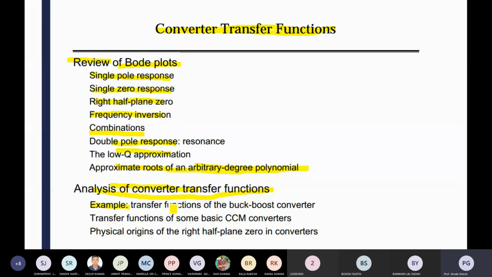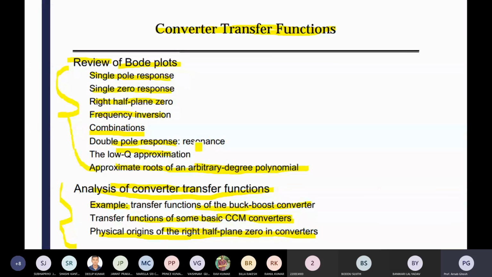We are taking an example of a buck boost converter. The transfer function has the same basics for a CCM converter, meaning continuous conduction mode converter. Then the physical origins of the right half plane zero of the converter. These three points we are going to discuss. Today our lecture is focused on the Bode plot and the basic idea about those structures. Today I have completed this portion. In my next class I will discuss the pending portion, the analysis of the transfer function. In my present class I will discuss this one.